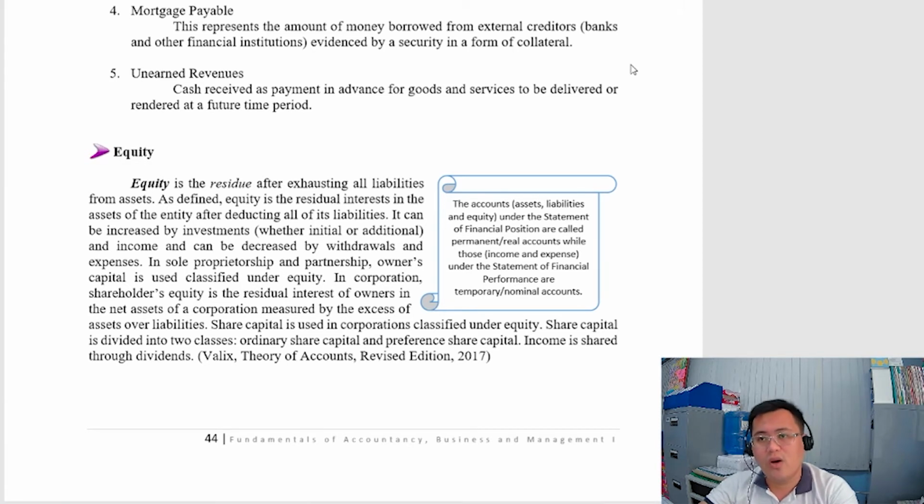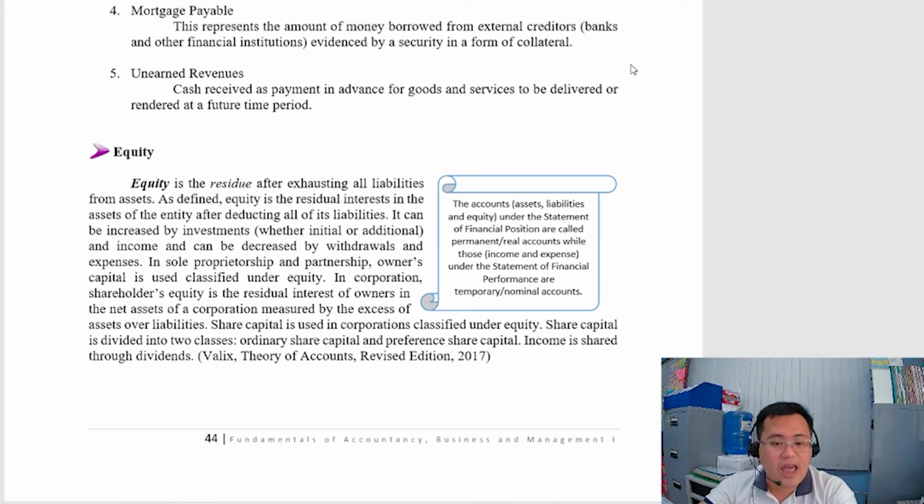Meaning to say, your temporary accounts will be closed to your statement of financial position through our equity account. So we'll discuss that further in the next module. Okay? Owner's capital is classified under equity. In a corporation, shareholders' equity is the residual interest of owners in the net assets of a corporation, measured by the excess of assets over liabilities.